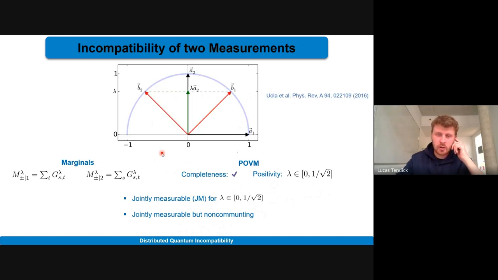An intuitive picture, which I took here from this work from Roope Uola and co-workers: you have the measurement directions A1 and A2, which might be X and Z direction. You construct sort of two measurement directions B2, B1, and you randomly just perform one of them and assign an outcome to both of these, which effectively gives you a convex combination of both, for instance, here this measurement direction with a shrunken Bloch vector. So this is plain old incompatibility of two measurements.